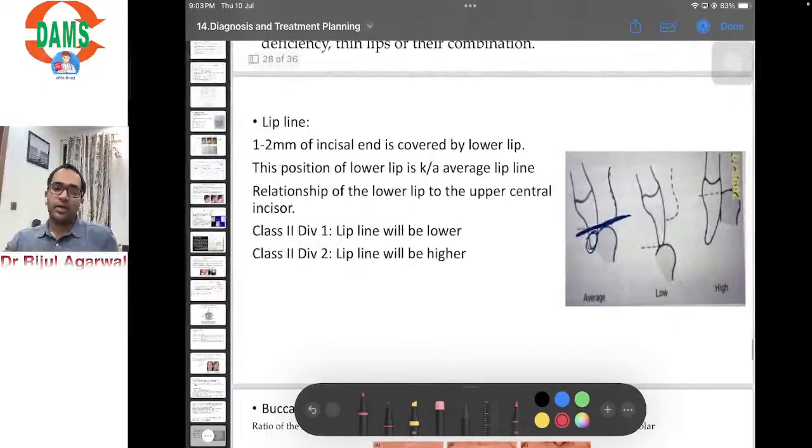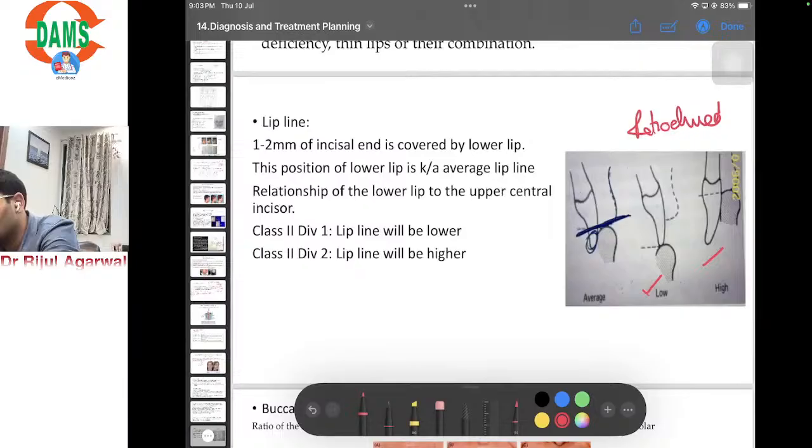Next is lip line. So till now we have studied the relationship of the upper lip with respect to the teeth. Now we have the relationship of the lower lip with respect to the upper teeth. Ideally 1 to 2 mm of the upper incisor length is covered by the lower lip, known as average lip line. In class 2 div 1 the lip line is lower, and in div 2 it is higher. Why? Because of retroclined upper incisors, so the lip line becomes higher.